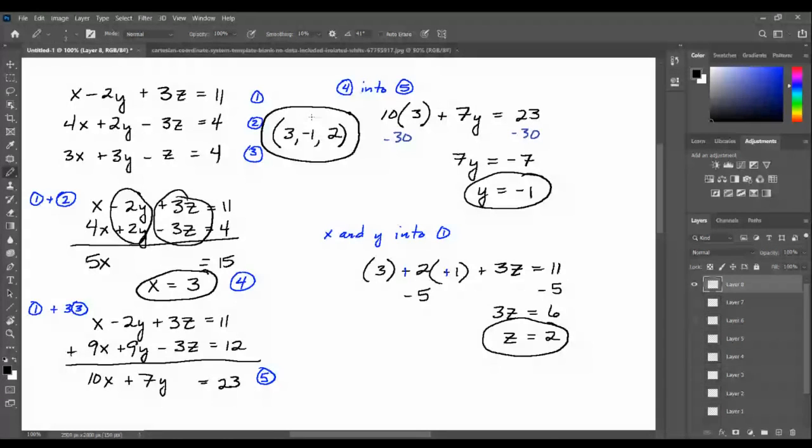And I'm saying that because if y had not been eliminated here, we would have had an x term and a y term. Then we would have had 2 equations with 2 unknowns, which we would have solved using either substitution or elimination to get one of the variables, plug that back into equation 4 or 5 to get the second variable, and plug both of those into one of the first equations to get the third variable.